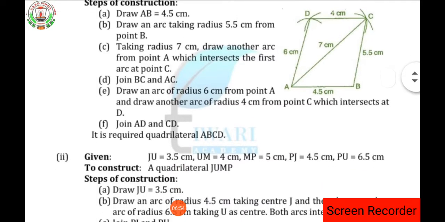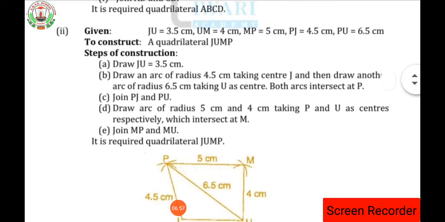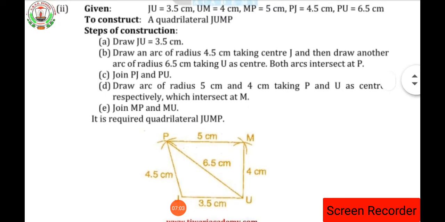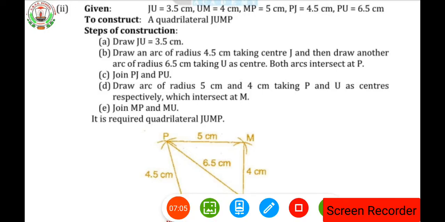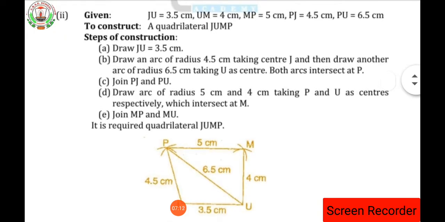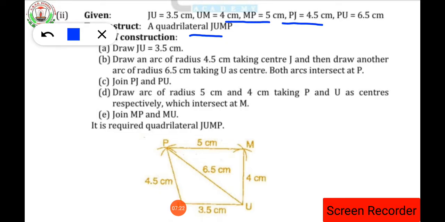Now the second question. In the second question it is said that you have to draw a quadrilateral and the name of the quadrilateral is JUPM. What is the name of the quadrilateral? JUPM is the name of the quadrilateral. So using this quadrilateral you have to draw the figure. Okay, draw the figure, that means a quadrilateral you have to draw. The measurements are given in the question.